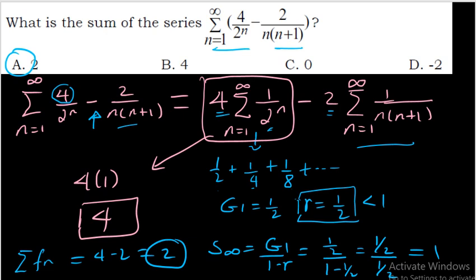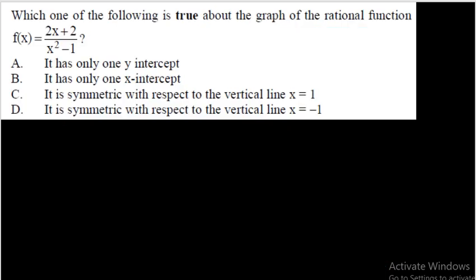There will be some questions which are challenging. That's why we are solving here. The next question: which one of the following is true about the graph of the rational function? We are given the function (2x + 2) over (x² − 1).